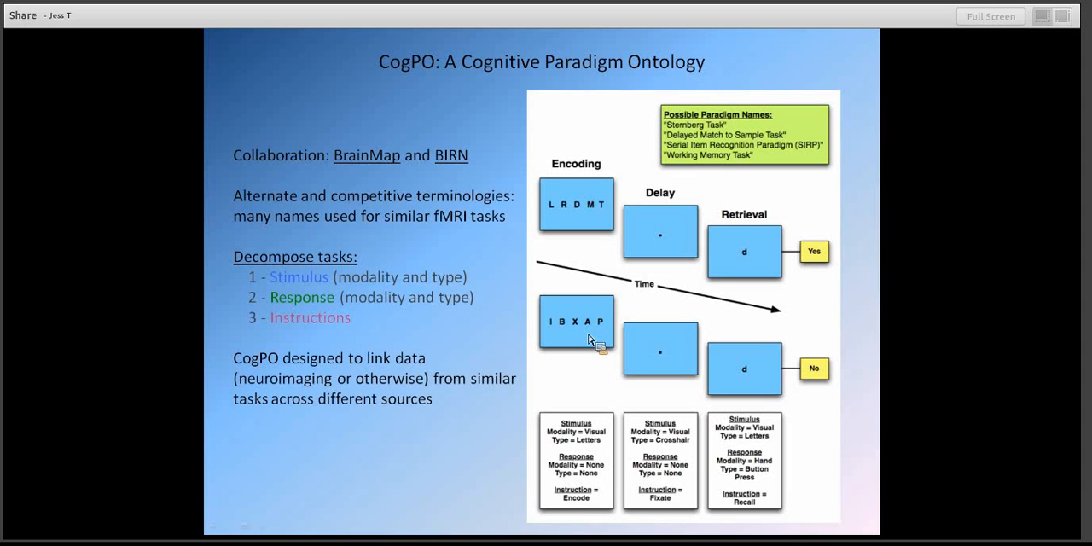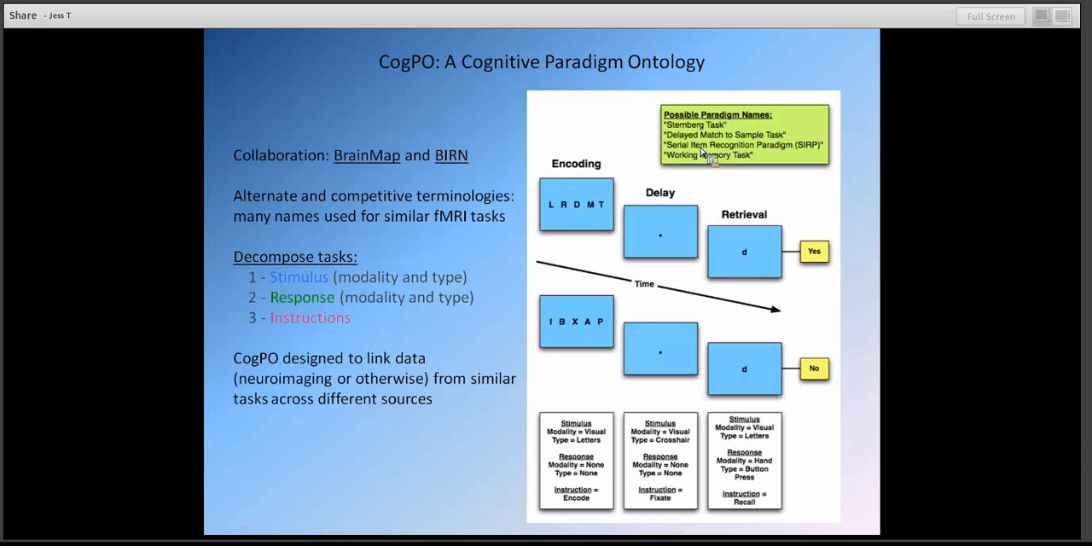During the delay, your instructions are to look at this. Usually people are rehearsing what they just saw, but they aren't instructed to, so sometimes they aren't. And then, of course, here, their instructions are to either recall the item and determine whether or not it is one you've seen before. But the same experiment goes under several different names.